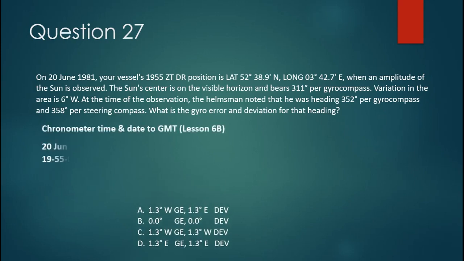The first thing we're going to do is convert our zone time to Greenwich Mean Time. This particular problem doesn't give us a chronometer error, so we'll just use the zone time and convert that to Greenwich Mean Time, and that'll get us close enough for an amplitude work down. That would not work on an azimuth work down, but it does work on an amplitude work down. So we're going to go with 1955 Greenwich Mean Time on 20 June 1981.